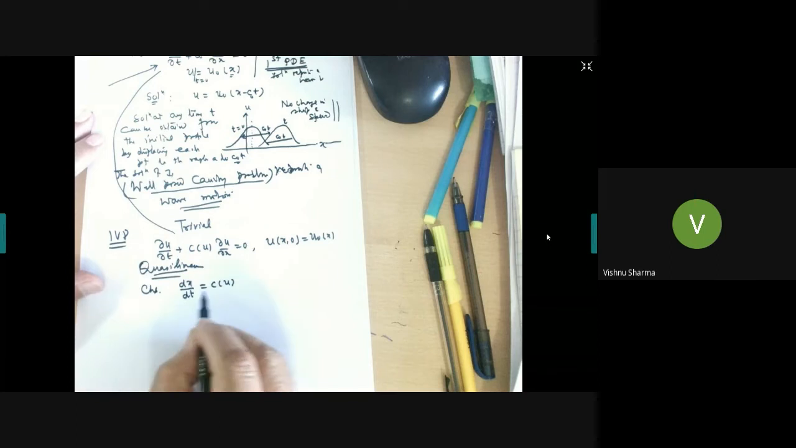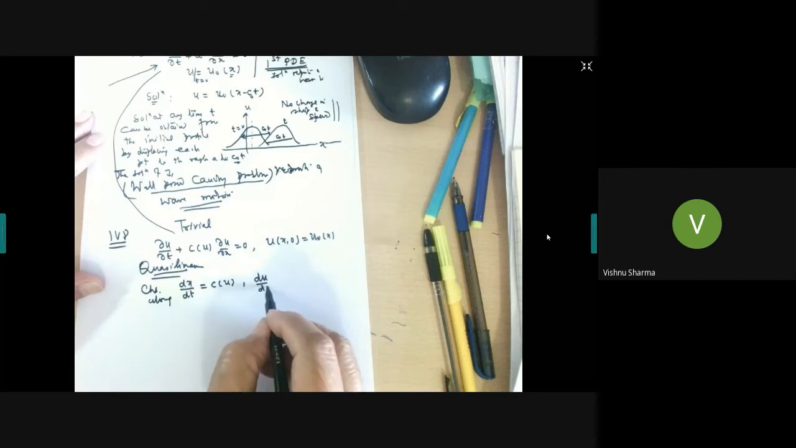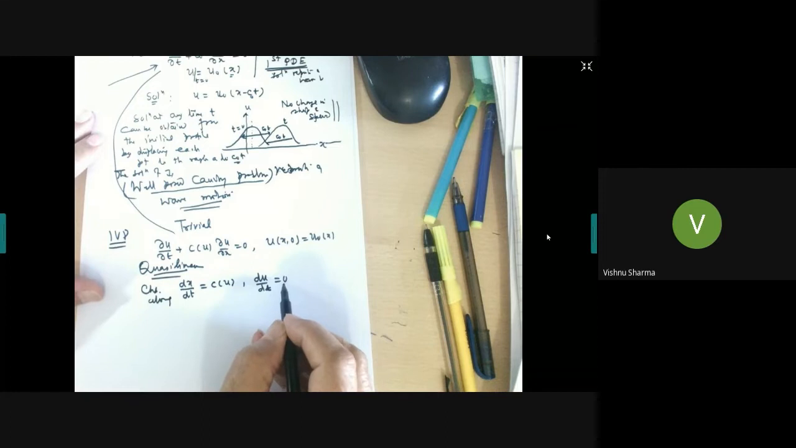And along these characteristic curves, du/ds is equal to 0, or du/dt equal to 0, because ∂u/∂t plus ∂u/∂x into dx/dt is nothing but the total derivative. Is that right? So along these characteristic curves, this happens. This means u remains constant along these characteristic curves.